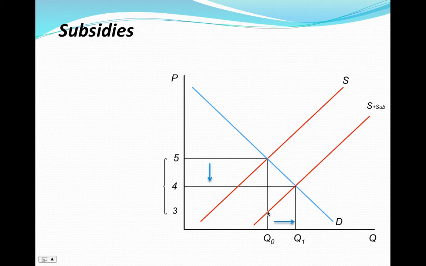So at that Q0 quantity, the price to produce that amount would now be 3 because the government is giving us money to make more, so our production costs are lower. The thing to remember, though, is that supply and demand work together to establish prices, and so the new equilibrium price is 4. It goes from 5 to 4 in terms of price, and then quantity increases from Q0 to Q1. So we have an increase in quantity and a decrease in price.